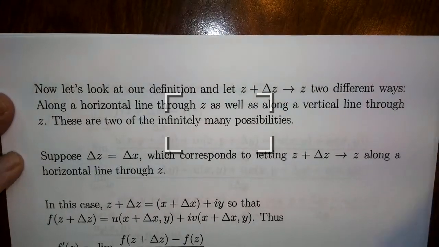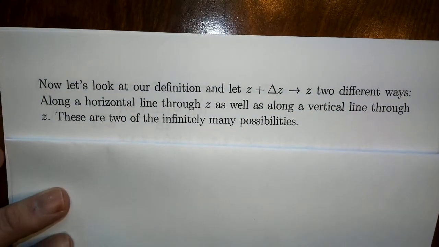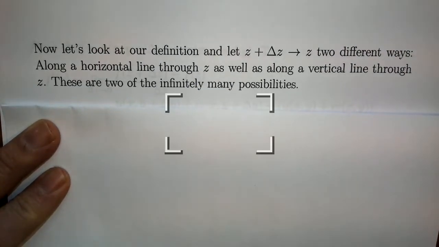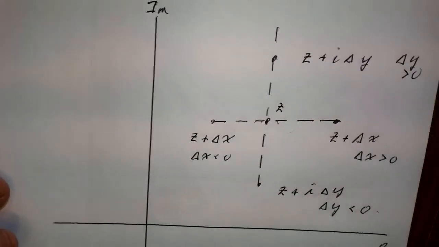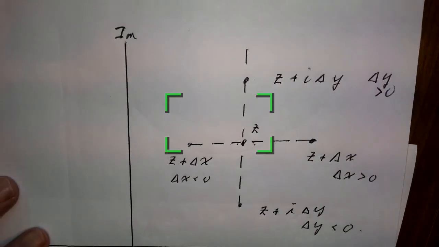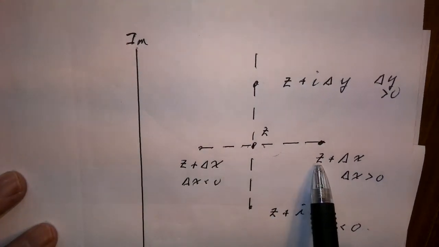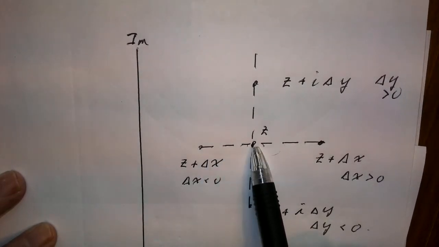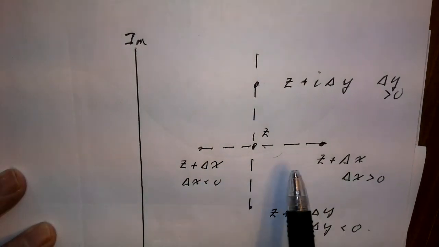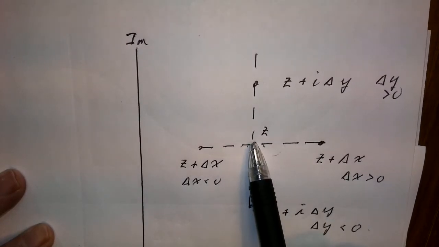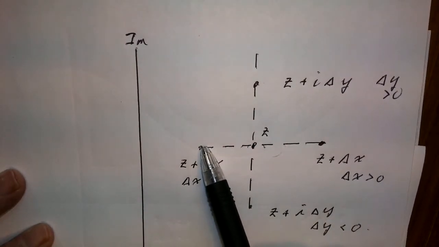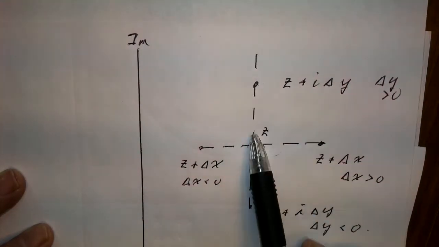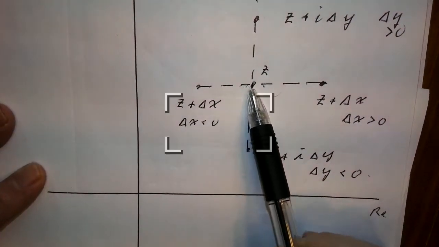Let's take a look at our definition and let z plus delta z approach z two different ways, along a horizontal line through z as well as along a vertical line through z. So the picture would look something like this. Here's the complex plane. Here's a fixed point z. We're going to focus on the point z, and we're going to choose a point that approaches z from the left, from the right, from above, and from below.